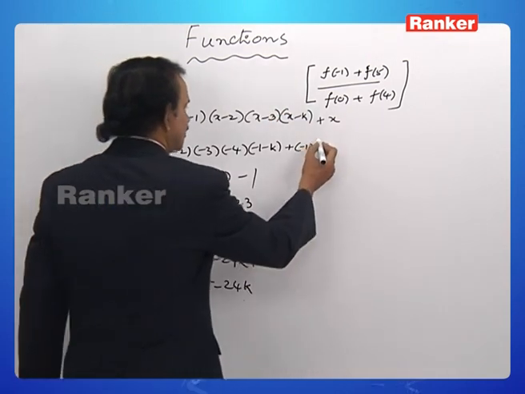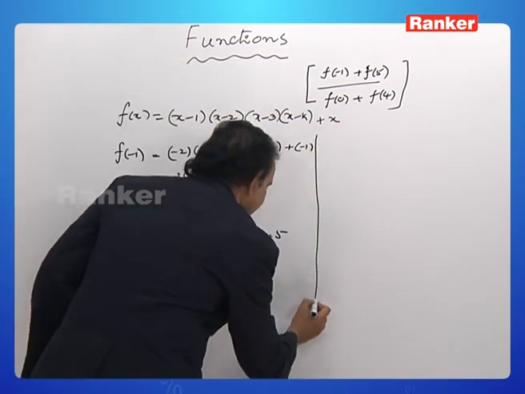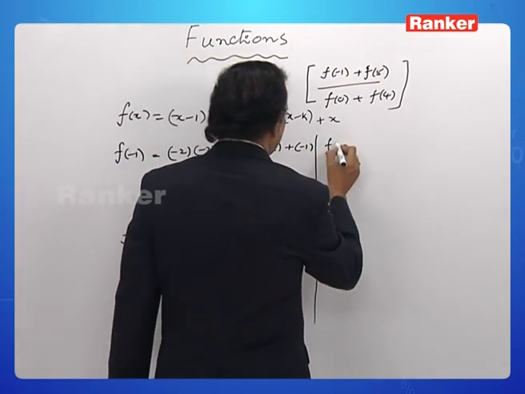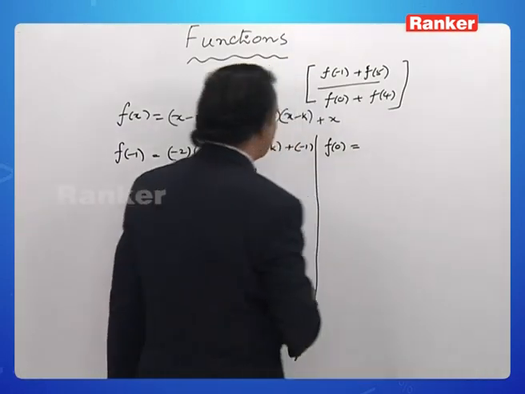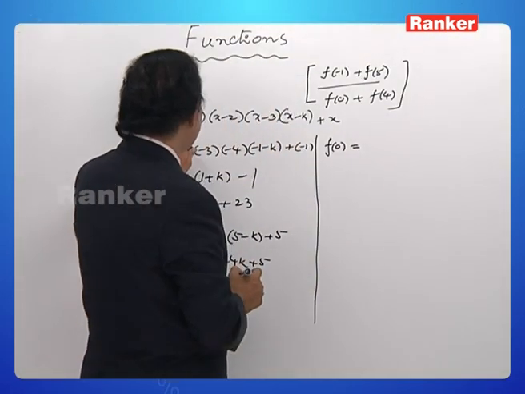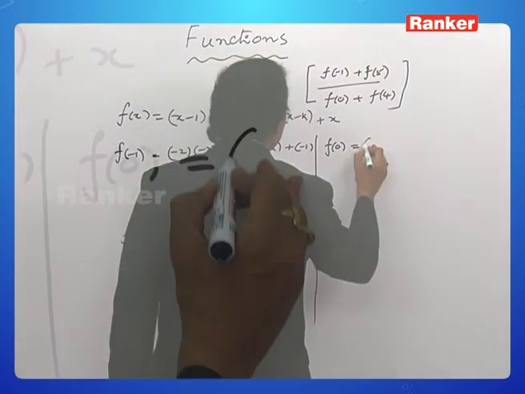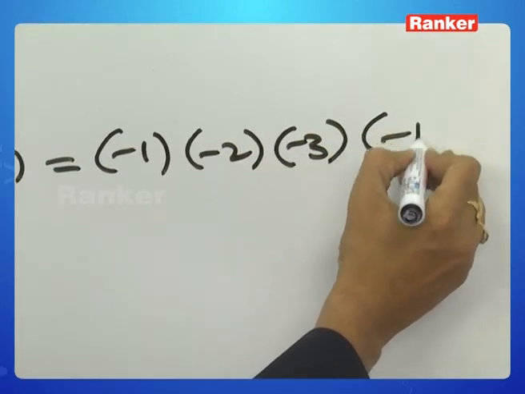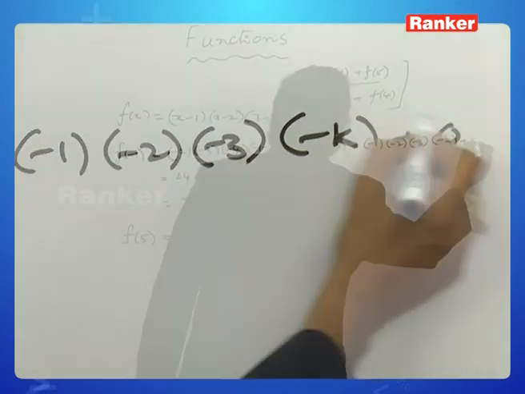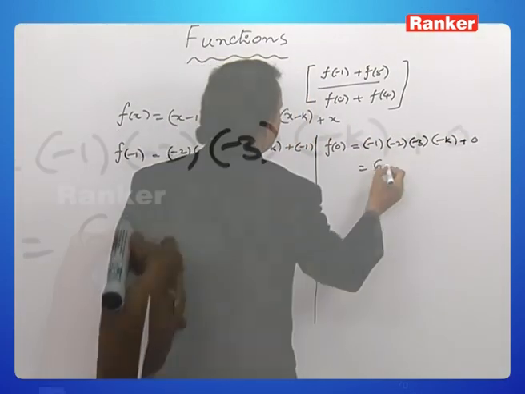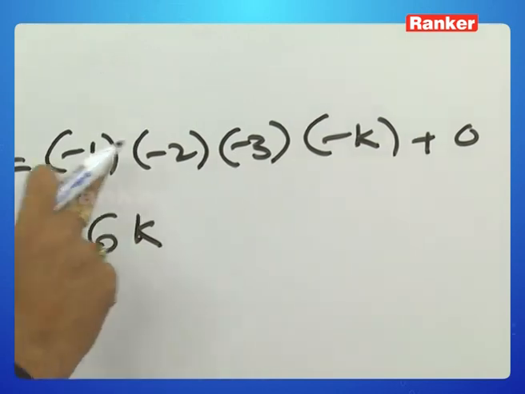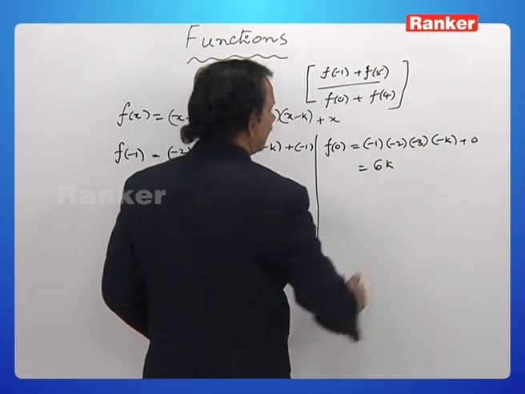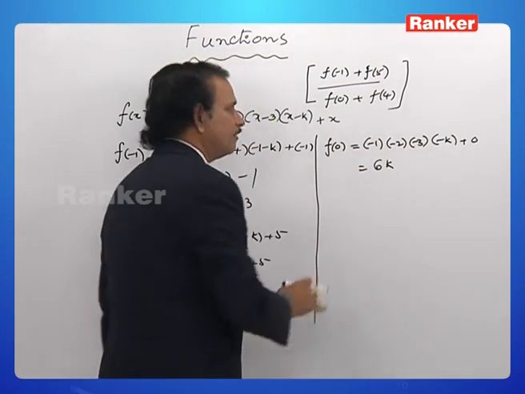Let us now concentrate on the things available in the denominator. What are the things to be determined now? f(0) is equal to, put x equal to 0: (0-1)(0-2)(0-3)(0-k) plus 0. Minus into minus into minus into minus is positive. 1 into 2 into 3 into k is 6k. Altogether this is 6k. Stop that. This is f(0).